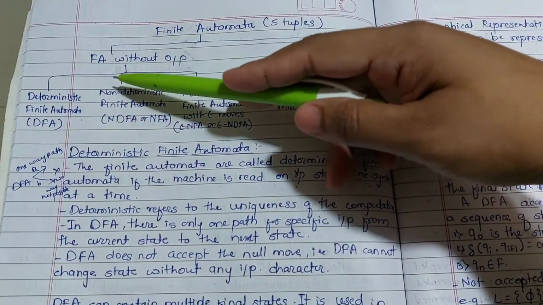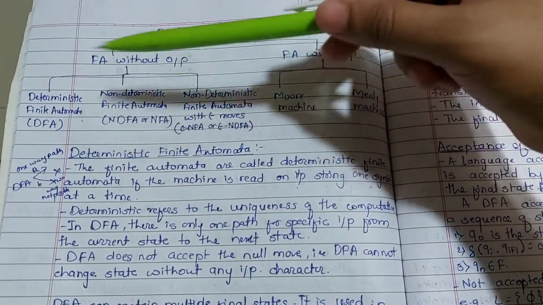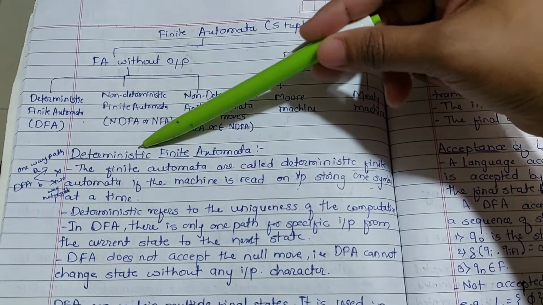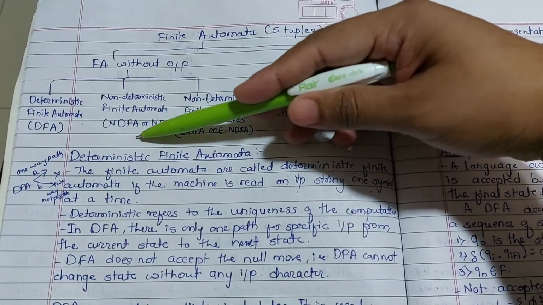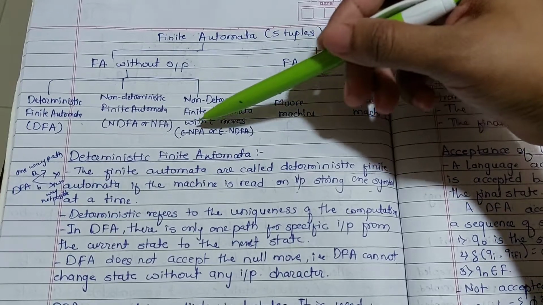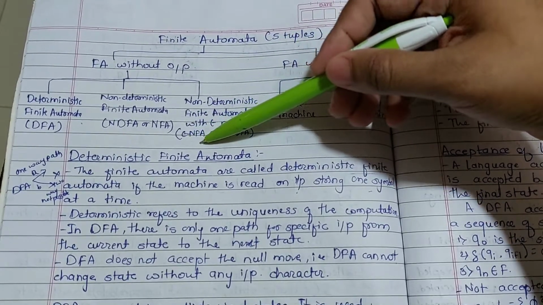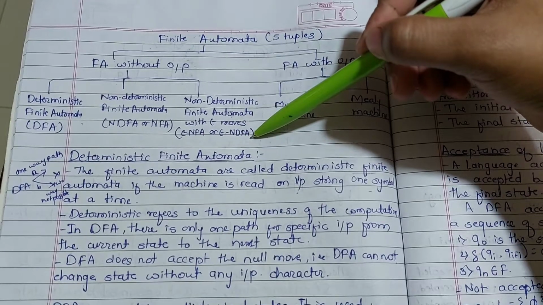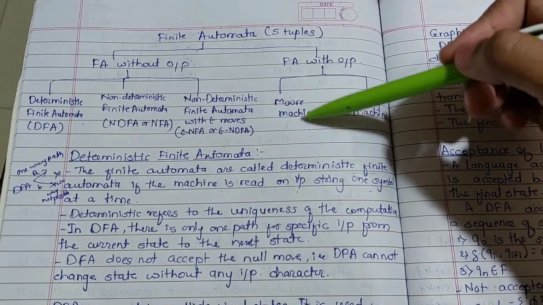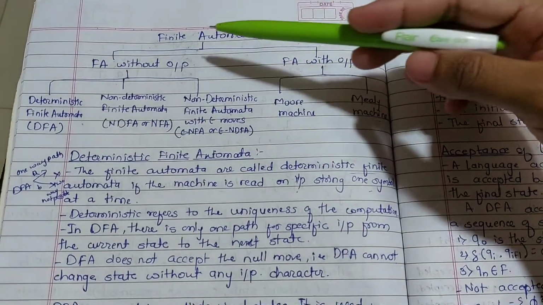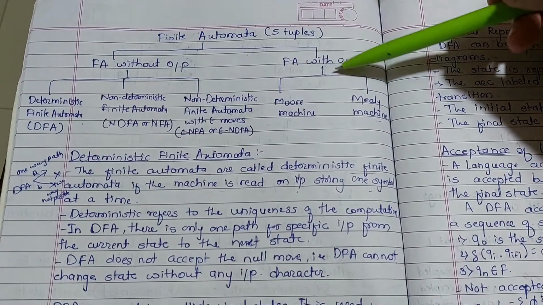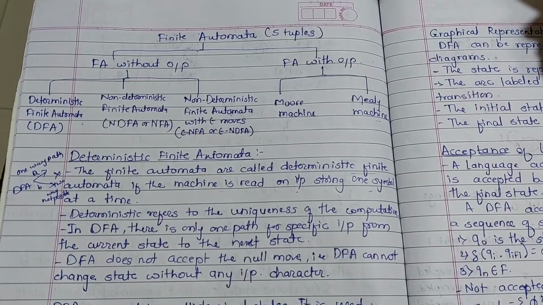Now finite automata without output, this type is again divided into three types: deterministic finite automata, non-deterministic finite automata, which is also called NDFA or NFA, and non-deterministic finite automata with epsilon moves, which is called epsilon NFA or epsilon NDFA. Next we have finite automata with output. There are two types: Moore machine and Mealy machine. The types in this part will not produce any output, but this type of machine or model will produce some output.